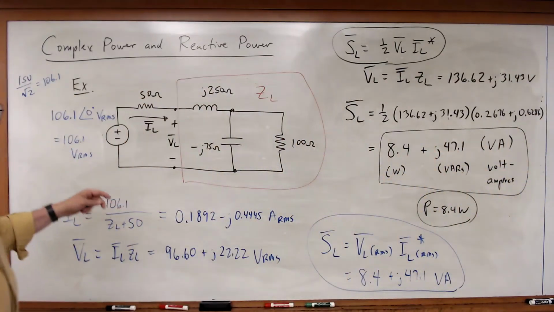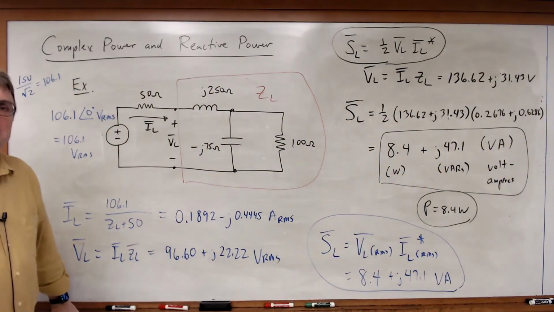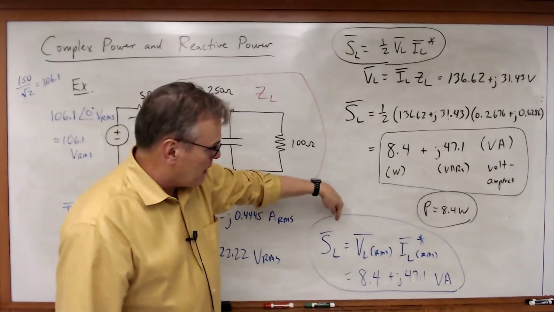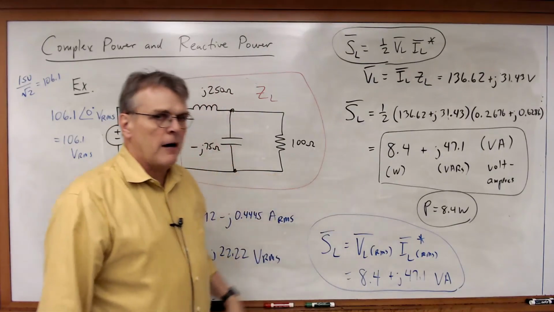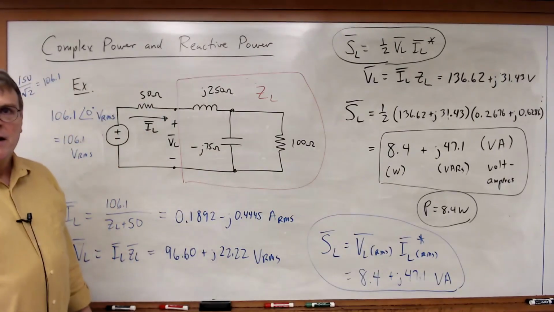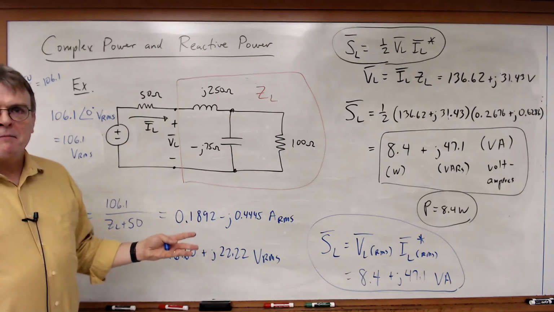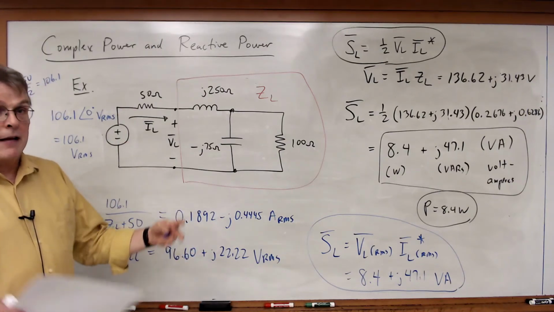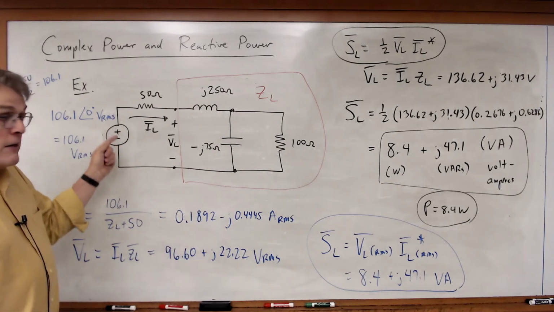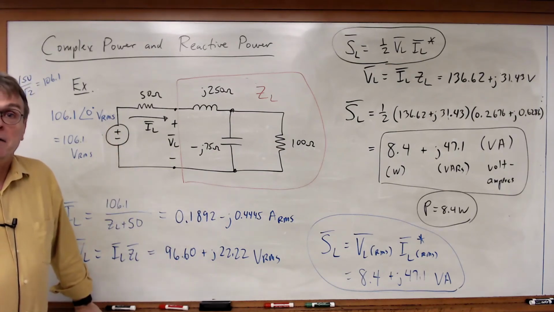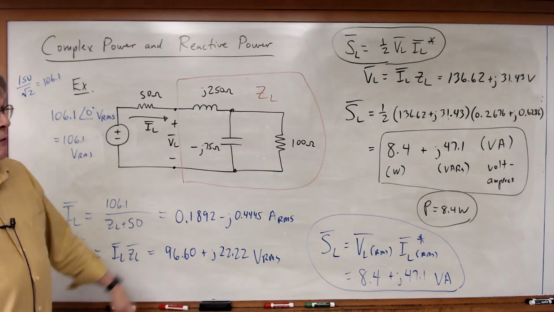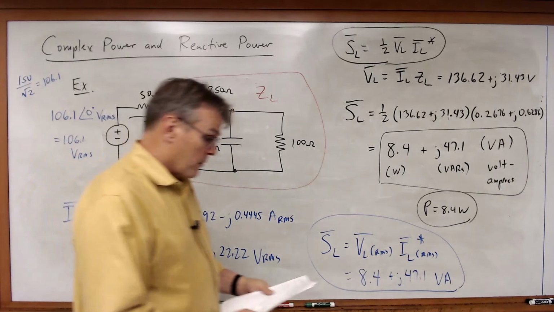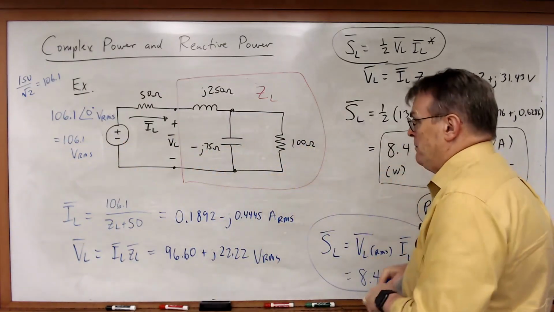So by converting my source to RMS, I no longer have to worry about the 1/2 term. Everything now just becomes S equals V times I complex conjugate in RMS form. And when we're talking about power distribution and power generation, like from the electric company, this is another reason why we use RMS values. We calculate everything with RMS phasors. We do not have to worry about the 1/2 multiplier. So, important thing to remember.